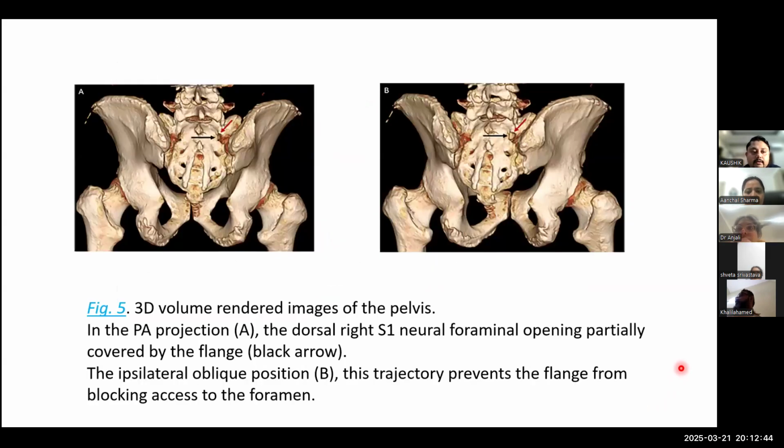Coming to the 3D volume rendered images of the pelvis, we can see in the PA projection that the dorsal S1 neural foramina opening is partly covered by the flange. In the next image, in the ipsilateral oblique position, the trajectory has been created such that it prevents the flange from blocking access to the foramen, and the foramen can be visualized better, as can be seen in image B.